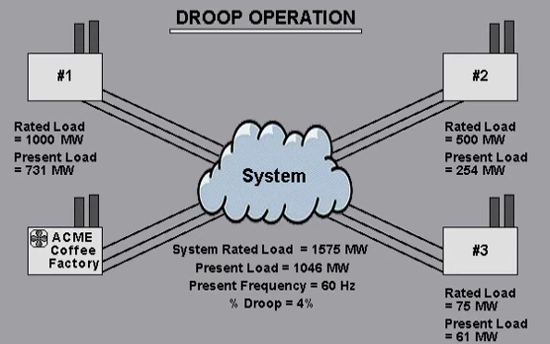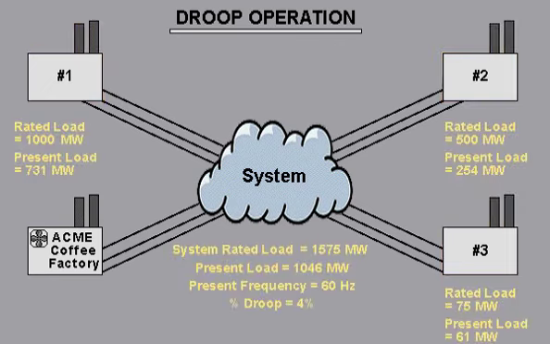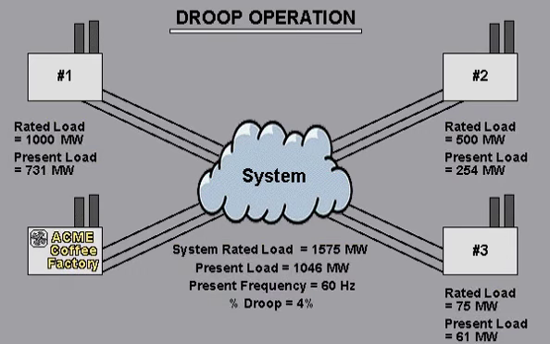Let's take a look at this small power system as an example to see how droop operation affects changes in generator output. In this power system, there are three 60 Hz generators, each regulated with 4% droop. Take note of the rated load and the present load of each unit. Now, suppose the Acme Coffee Factory turns on its blowers and freezer system, creating a sudden 15 megawatt demand on the power system. Let's see what happens to the individual generators. Please click on the right arrow.